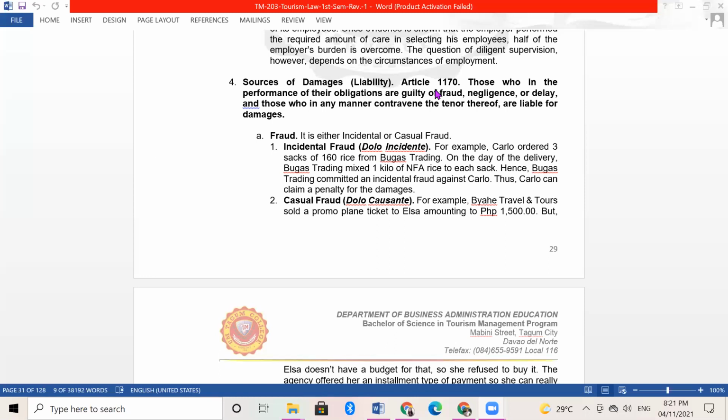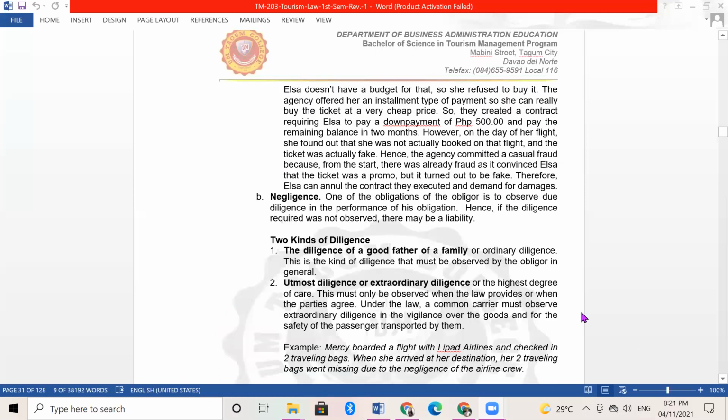Next is conditional obligation. It is one where the obligation is subject to a condition. It is demandable upon the happening or non-happening of the condition. For example, Marie promised to give Maria a set of kitchen utensils once the latter finished her culinary course. This is a suspensive conditional obligation. If Maria was able to complete her culinary course, she could now demand from Marie the set of kitchen utensils.